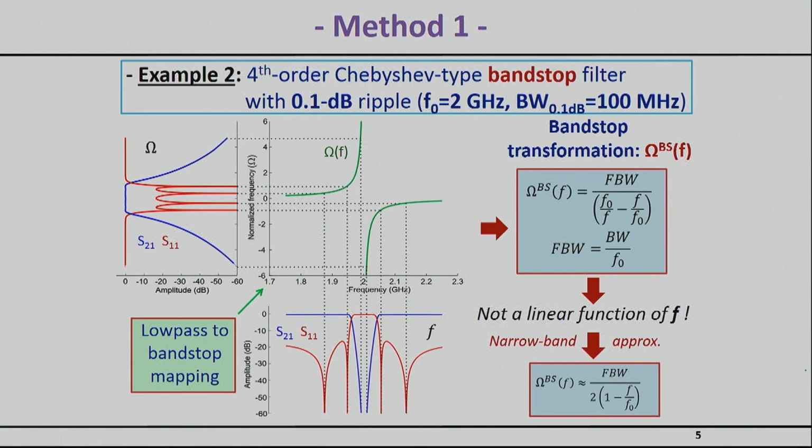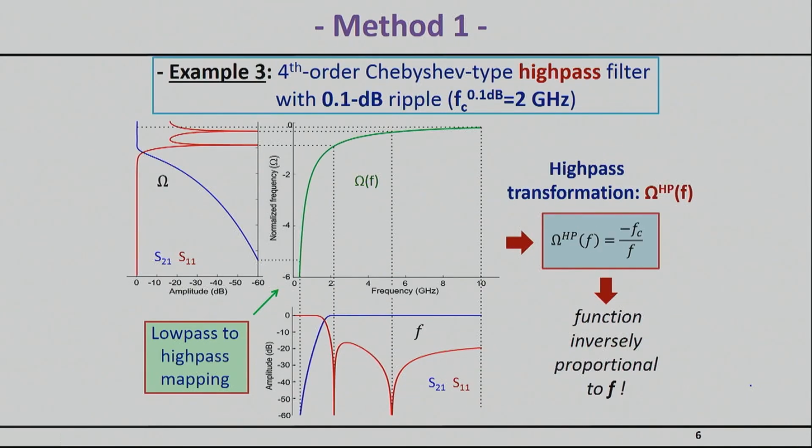Here's another example of how you can go from the same type of initially synthesized low-pass response to now a band stop, which is shown right here. Notice that the S21 here is shown in blue, which means you need a notch in this case. In this particular case, we will do the same thing: it's a fourth-order Chebyshev centered at 2 gigahertz. The low-pass to band-stop transformation mapping is the one shown right here, which once again, and now it's more clear from the picture, is a nonlinear transformation. So you need to be aware of that.